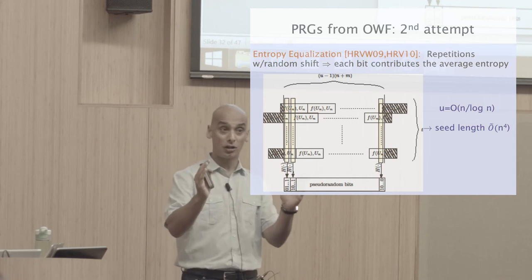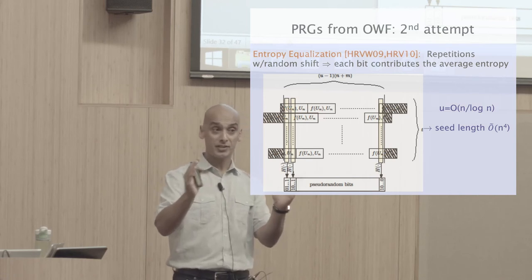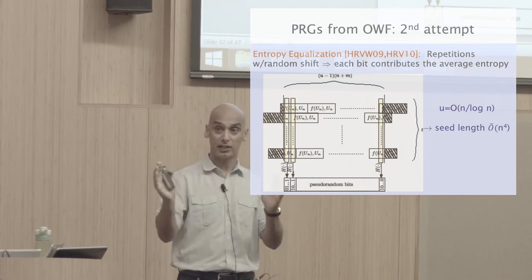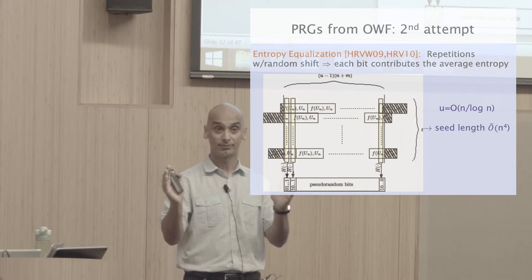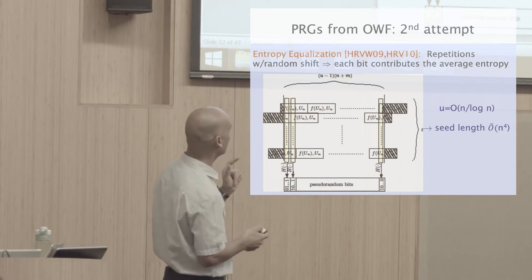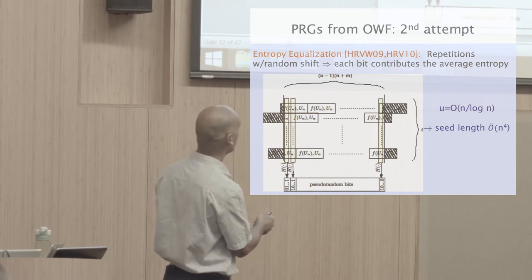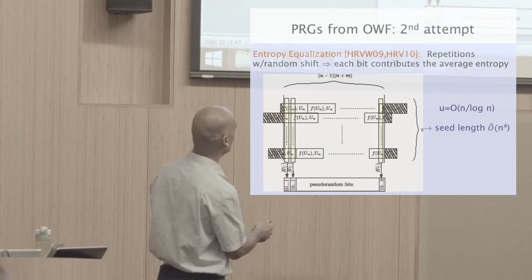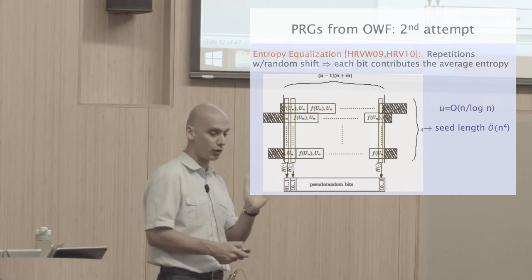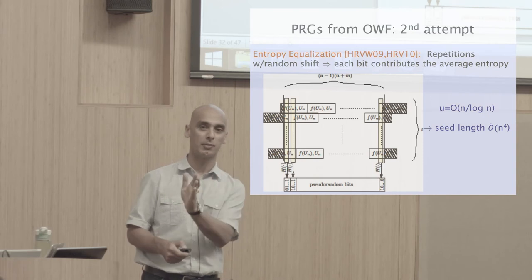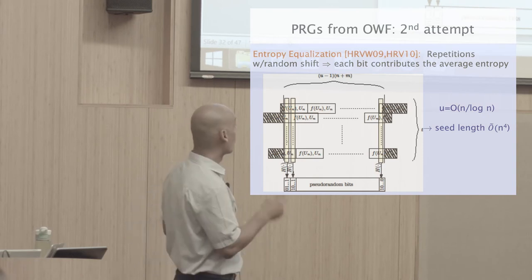I do that, but I also randomly shift each of the blocks. Actually, it was pointed out in Barcelona, Leo pointed out to me, that you don't need to do a random shift. You can just shift the second one over one block, the third one over two blocks, the fourth one over three blocks, and so on. Okay. What is the point?